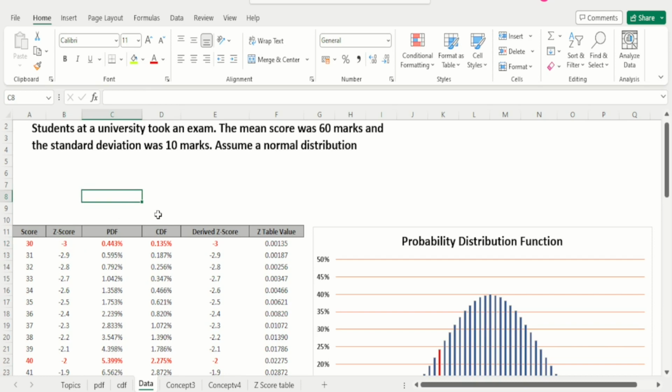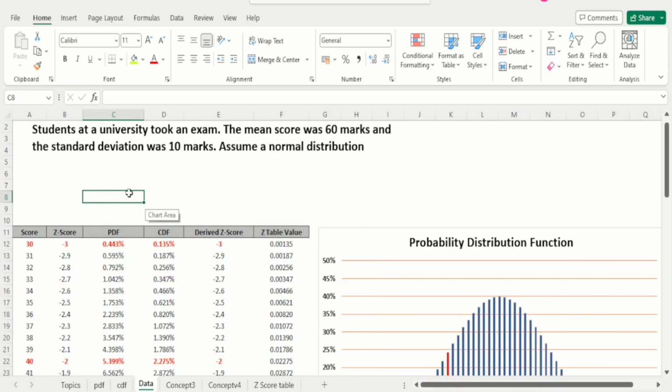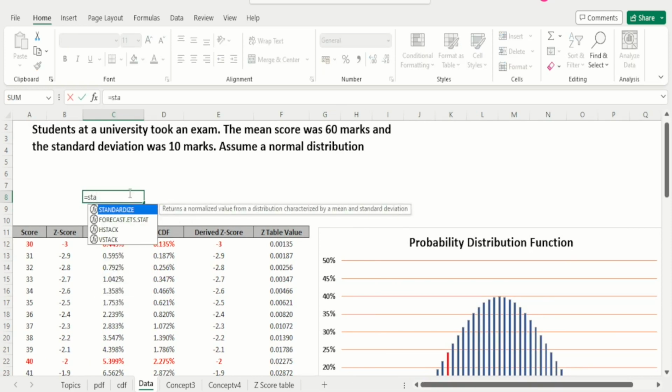So let's see how that works. If I was to use Standardize, let me just increase the font size here. Okay, so what does it look like? The Standardize function takes the following parameters: x, meaning, for example, 30, the data point, the mean, and the standard deviation. Once I give it the input of the data point, the mean and the standard deviation, it should return the z-score.